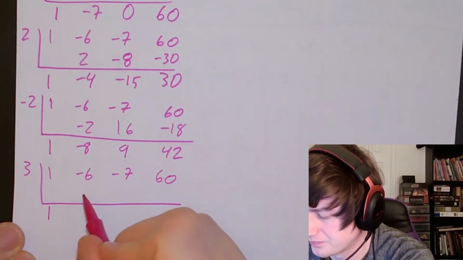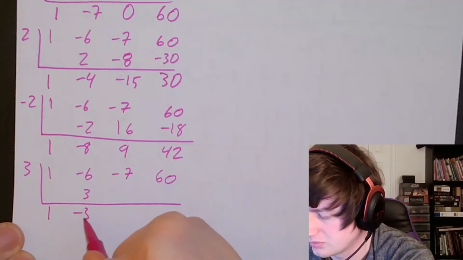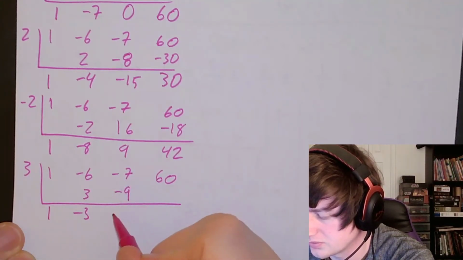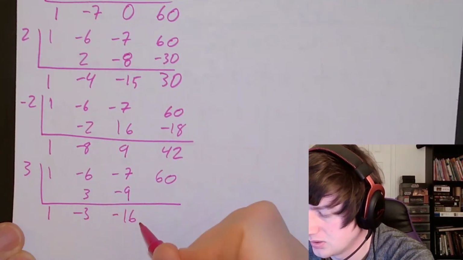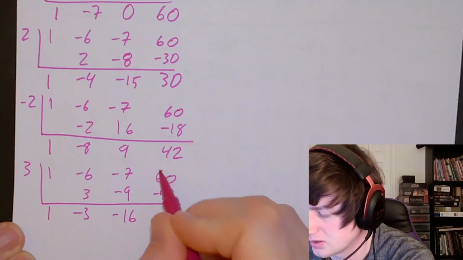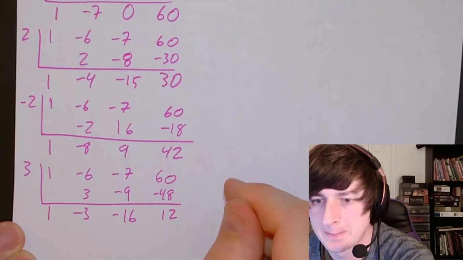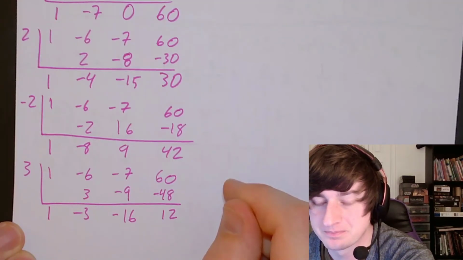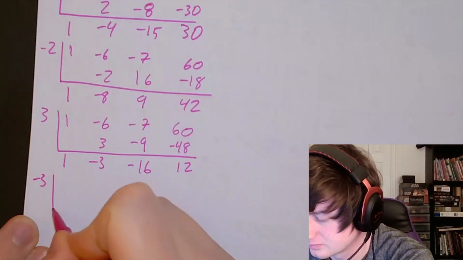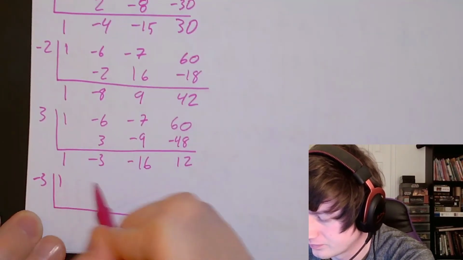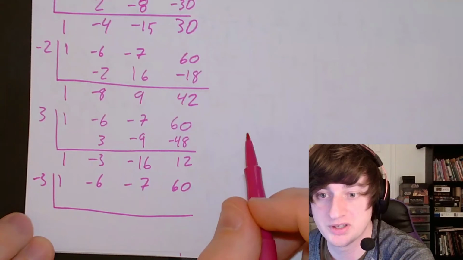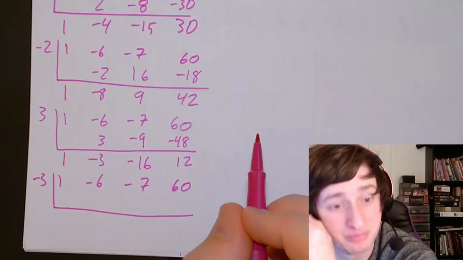1 times 3, negative 3 times a 3 is negative 9. That gives us a negative 16 times 3. That's negative 48. That gives a 12. That didn't work. So then we check negative 3. Really hoping I didn't make a mistake somewhere. It's possible.